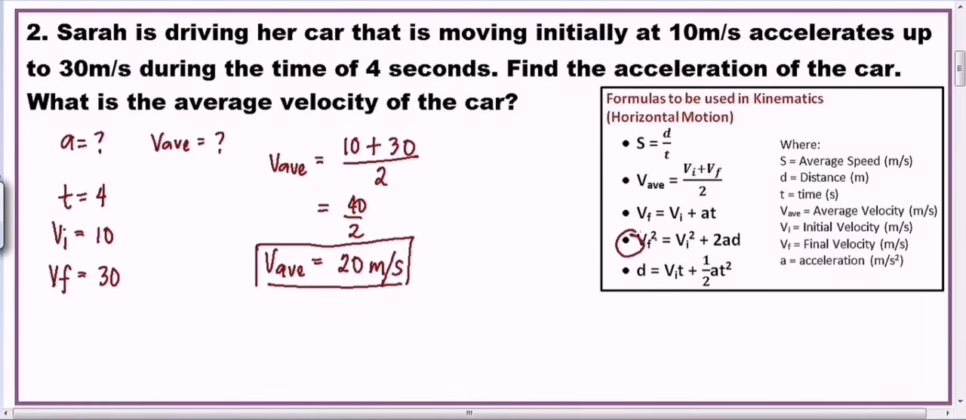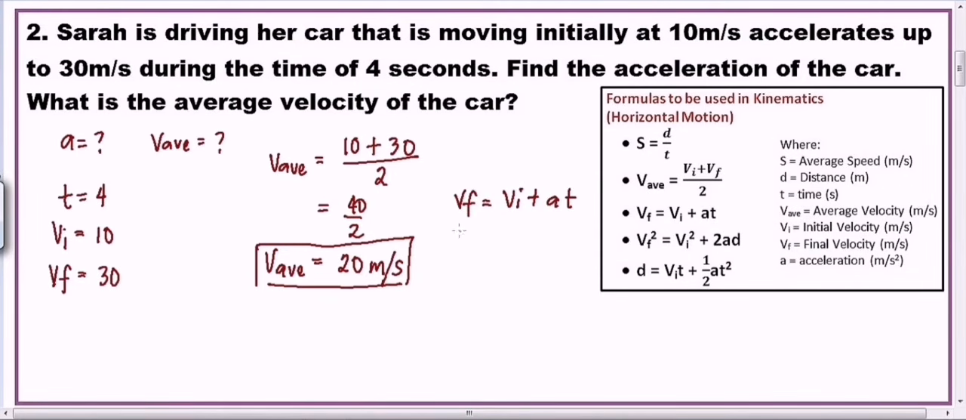Etong pang-apat, hindi pwedeng gamitin. Although may A siya, may VI tayo, may VF, wala kasi tayong distance. So, we cannot use that one. At the same time, this one also, hindi rin pwedeng gamitin kasi may distance yan. Eh, wala namang binigay na distance. So, ito lang yung pwedeng gamitin. So, VF equals VI plus AT.